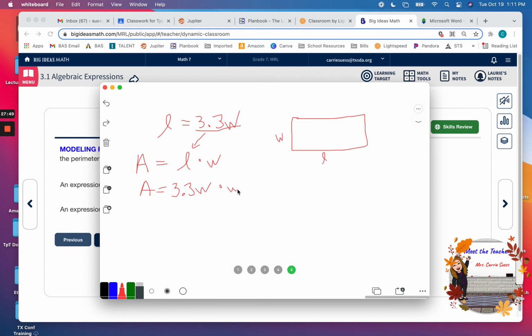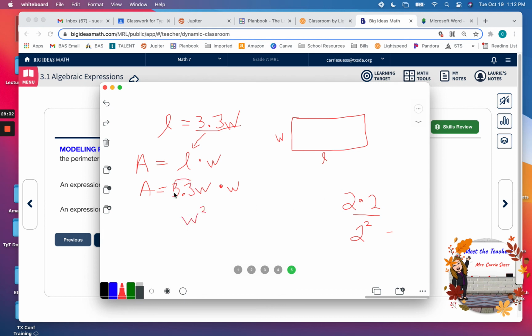Times W. Okay? Now, this is multiplication here. If I have W times W, what do you get? It's W times W. Let me give you a hint. If I do 2 times 2, you know that it's 4, right? Is that the same thing as saying 2 squared? Yes. 2 squared is just 2 times 2, just written differently. So if I do W times W, it would be W squared.